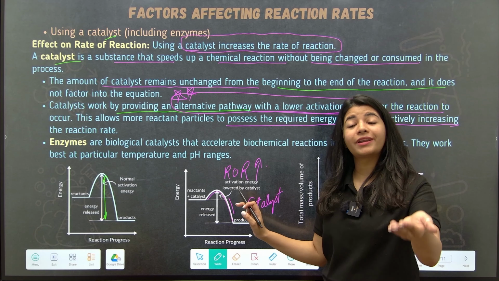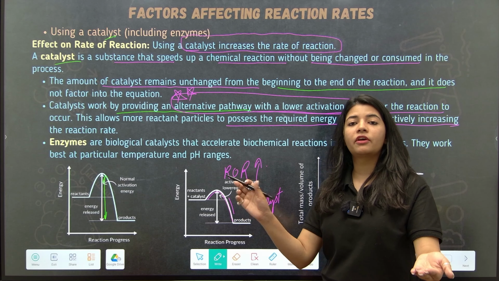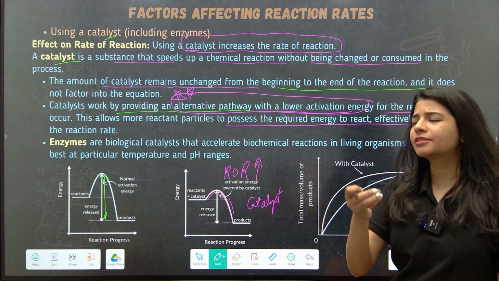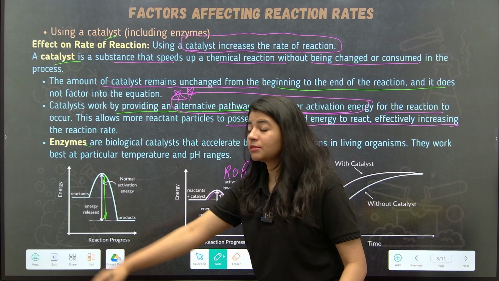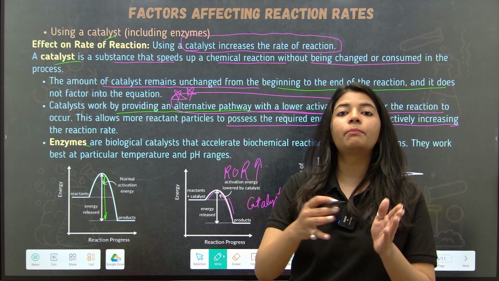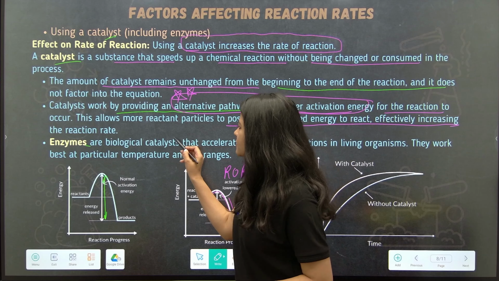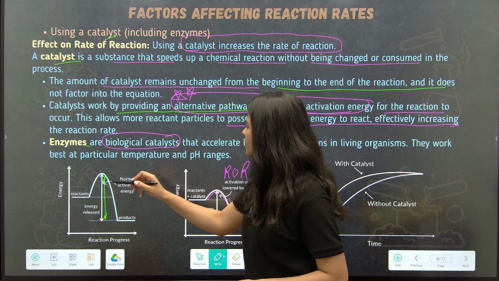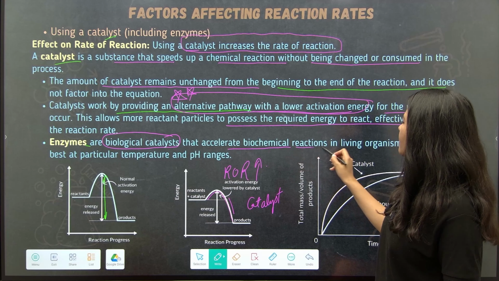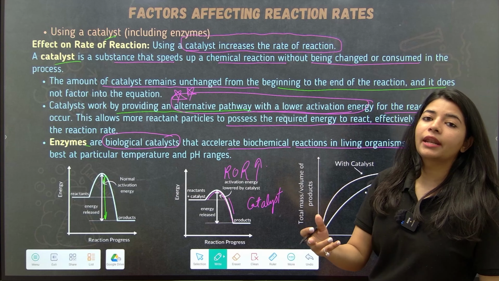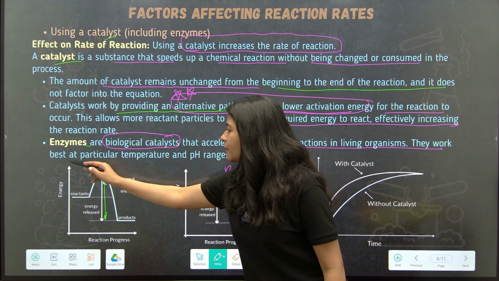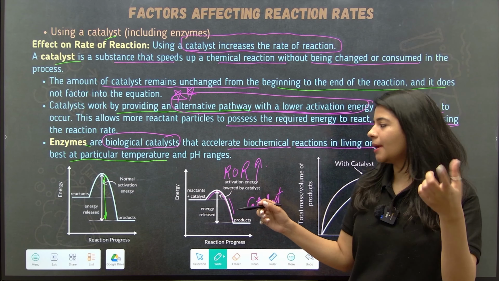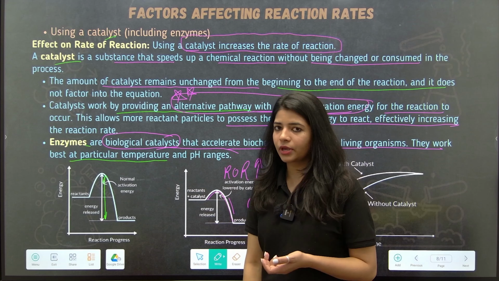It means that more reactants will be taking part in the reaction, and therefore the products will be formed faster. Okay, now what are enzymes? Enzymes are actually catalysts only, but they are biological catalysts. So enzymes are your biological catalysts that accelerate biochemical reactions in living organisms. They work best at a particular temperature, which is your optimum temperature, and pH ranges. Okay, this you should know.